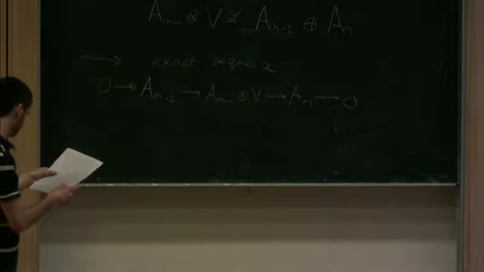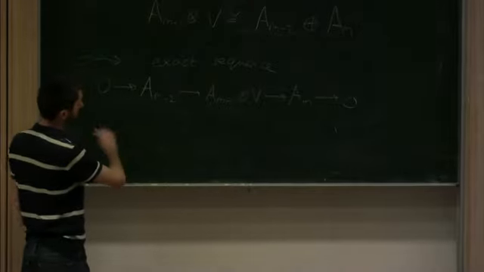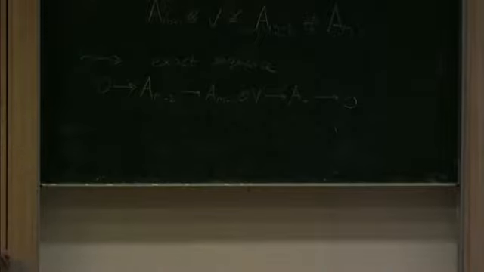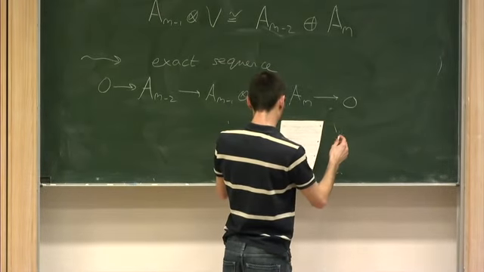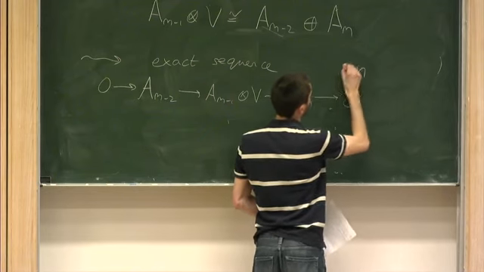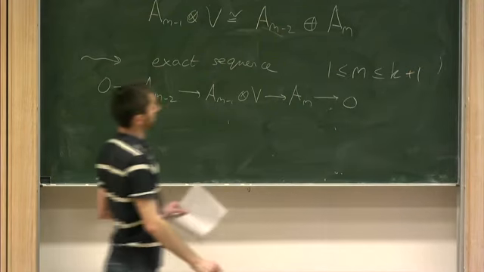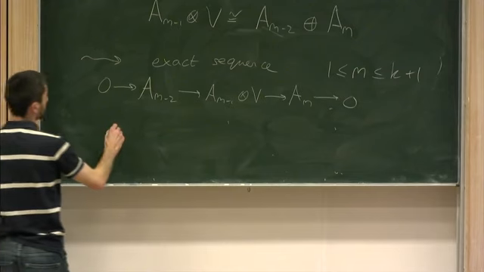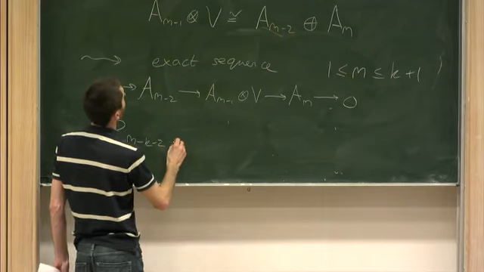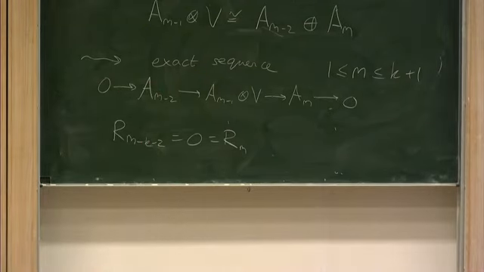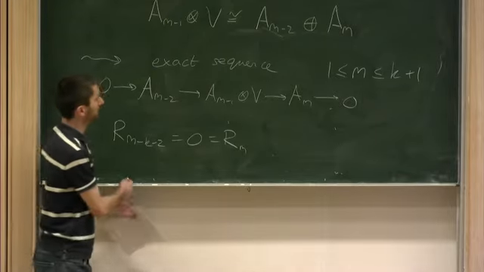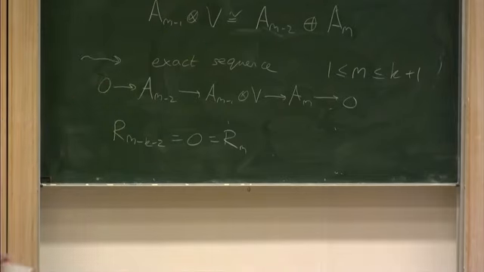Okay, so this is true for all n, and so this then gives us the exact sequence that we need for the nth graded parts, because at these levels, so this is for n between 1 and k plus 1, and for these values of m, r of m minus k minus 2 and r of m are all 0 because r only lives in the 0th grading, 0 everywhere else. And so that gives us this exact sequence.